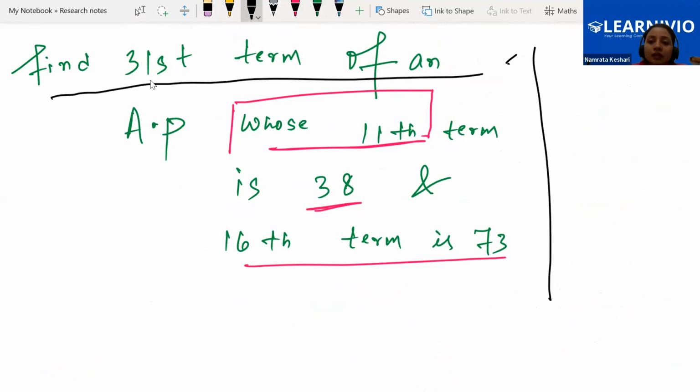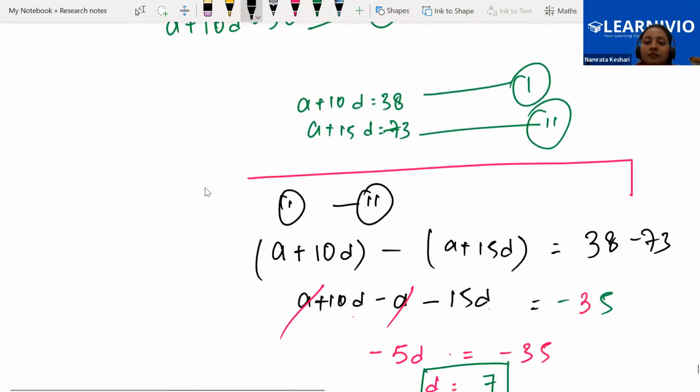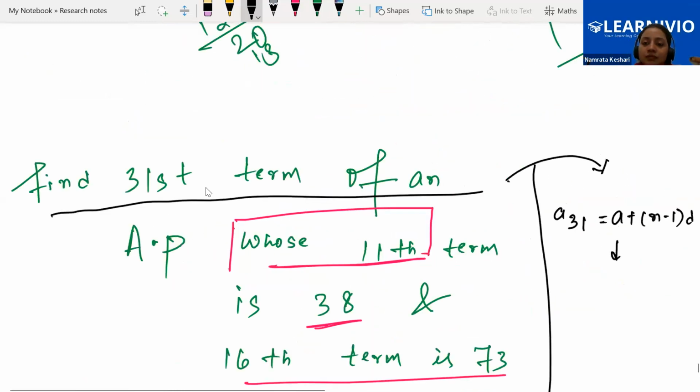Can you tell me, Galvin, how to find the 31st term? How to find a31? Yes, Galvin. Ma'am, we can apply the formula a plus n minus 1 into d. So a plus, we know the value of n is 31 minus 1, into d. It will become minus 32 plus 30 into 7. So it will be minus 32 plus 210. So a31 is coming out to be 178.